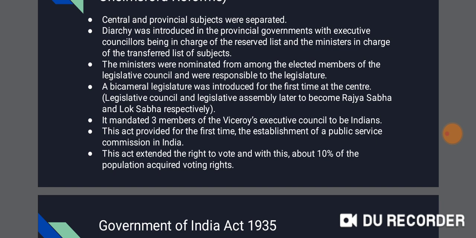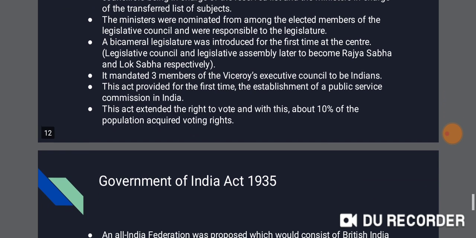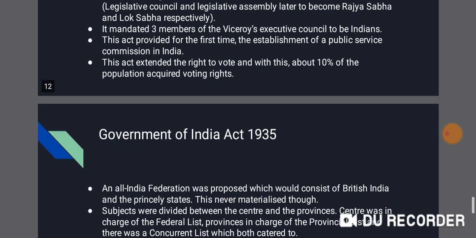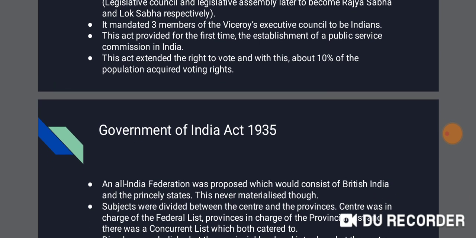The bicameral legislature was introduced for the first time at the center. It mandated three members of the Viceroy's Executive Council to be Indians. This act provided for the first time the establishment of the Public Service Commission in India. This act extended the right to vote, and with this, about 10% of the population acquired voting rights.